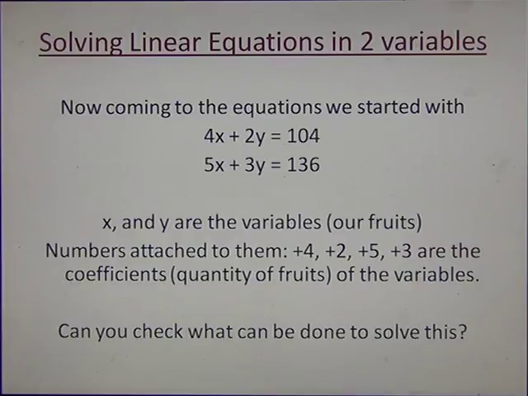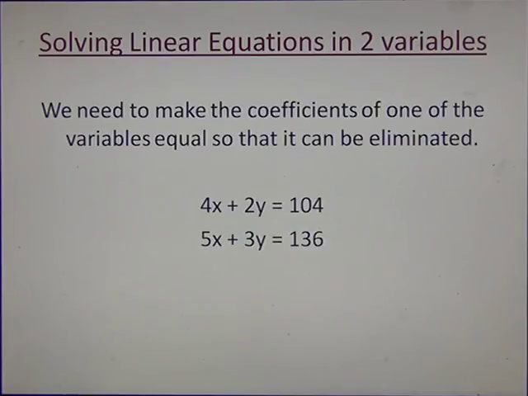So now coming to the equations we started with, here x and y are the variables, that is our fruits, and the numbers attached to them, 10, 2, 5, 3, are the coefficients of the variables, that is the quantity of fruits in our examples. So now can we see if we can solve this by trying to force one of the coefficients to be equal? We need to make the coefficients of one of the variables equal so that it can be eliminated. So which one would you choose?